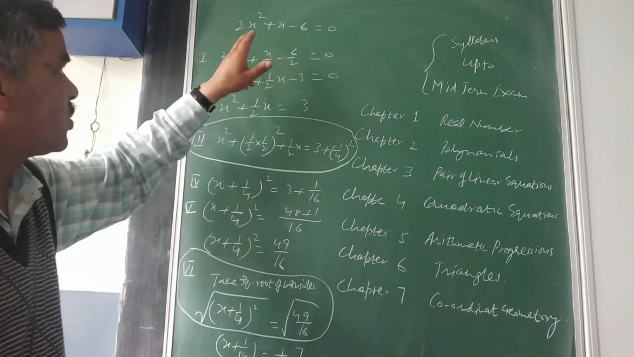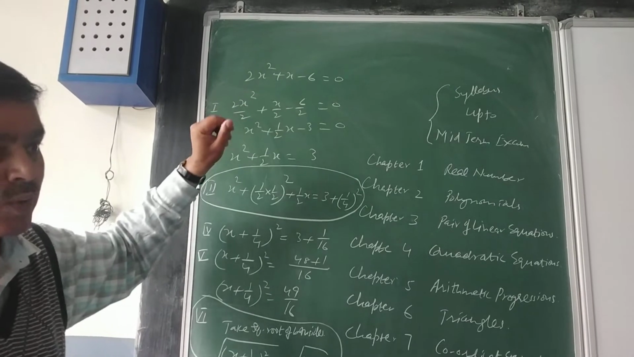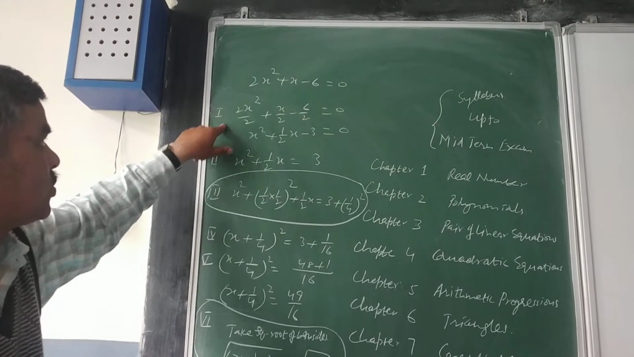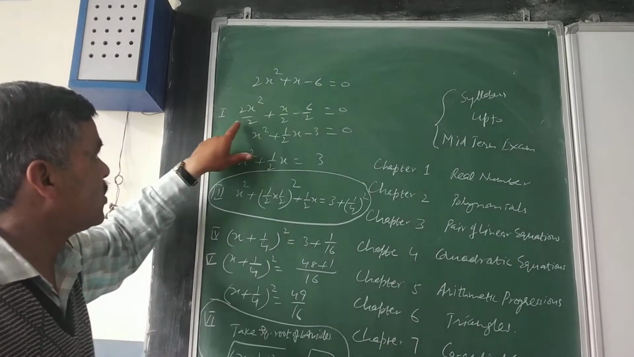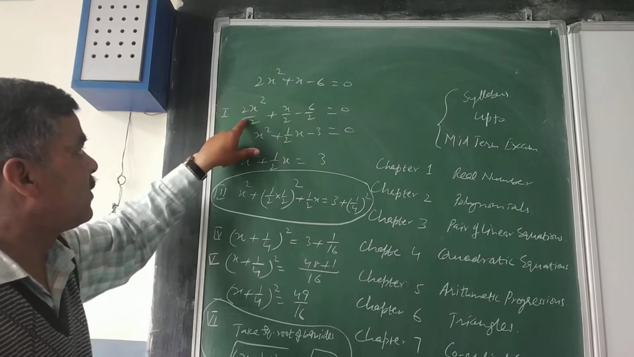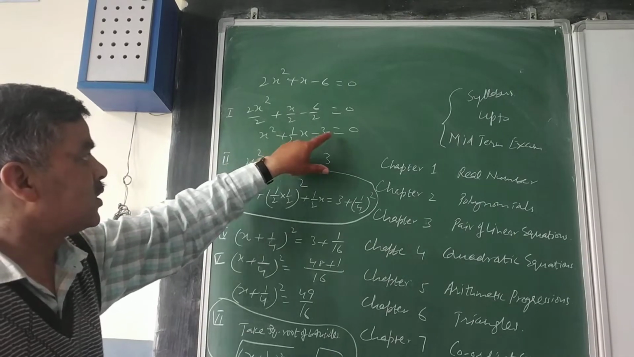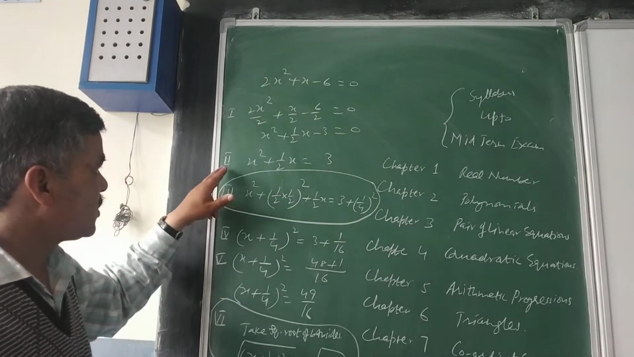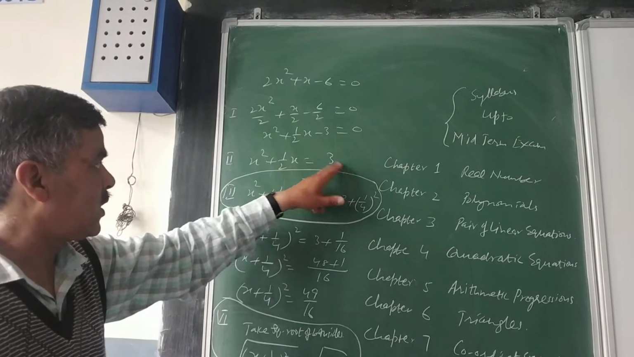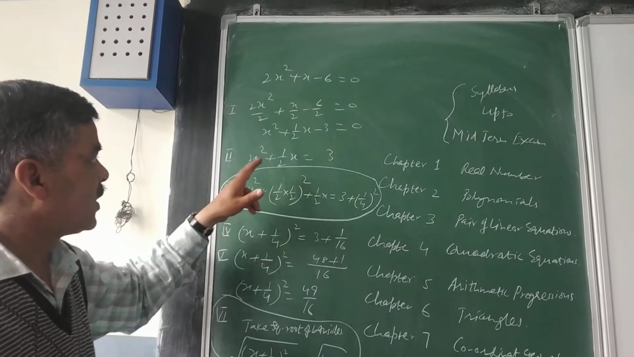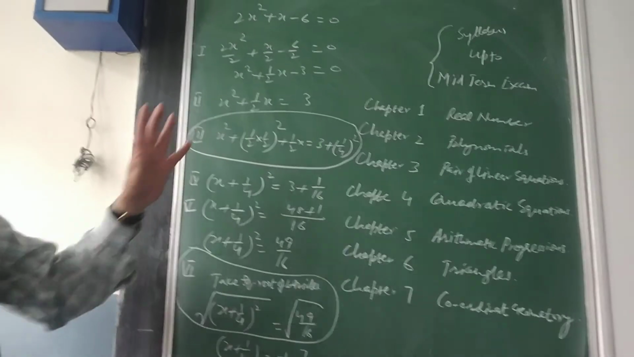Suppose you are given a question to solve 2x square plus x minus 6 is equal to 0 using the method of completing the square. By step number 1, I told you whatever is the coefficient of x square, here it is 2. You need to divide each term so that it becomes x square. So I have divided each term by 2. Then the result becomes x square plus 1 by 2 of x minus 3 is equal to 0. Then in step number 2, I asked you to shift the constant term to this side. I have shifted 3 to this side. So you will get x square plus 1 by 2x is equal to 3.